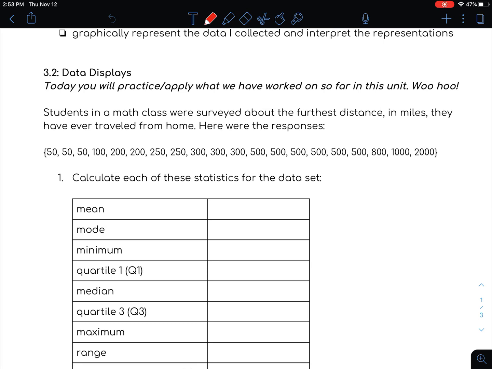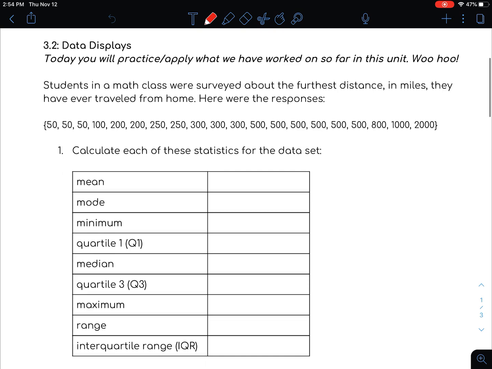So students in a math class were surveyed about the furthest distance in miles they have ever traveled from home. Here were their responses. So you have a list of 20 numbers there. If you count them all up, 50, 50, 50, 100, 200, 200, 250, there are 20 numbers and therefore 20 students that we are working with here.